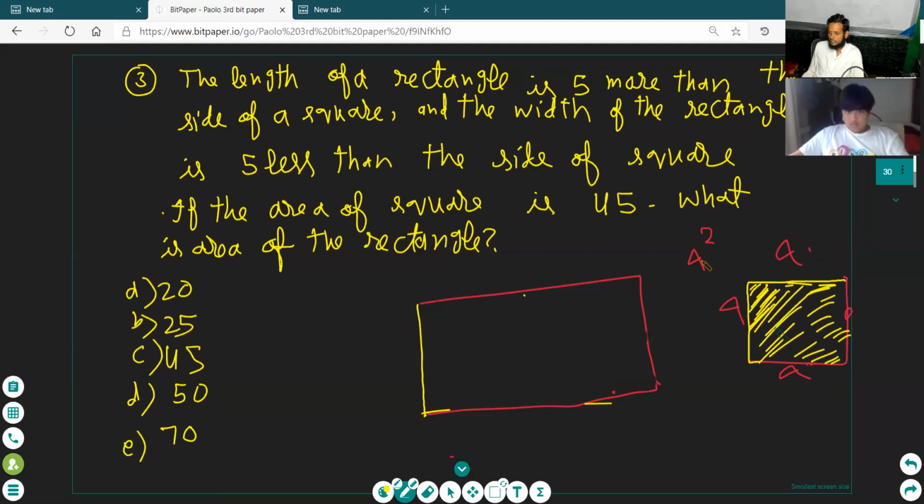Paulo, tell me. Read the statement. What is the statement? Read it loudly. The length of a rectangle is 5 more than the side of a square. What will be the length? Write the length here. Write the length: 5 more than the side of the square.